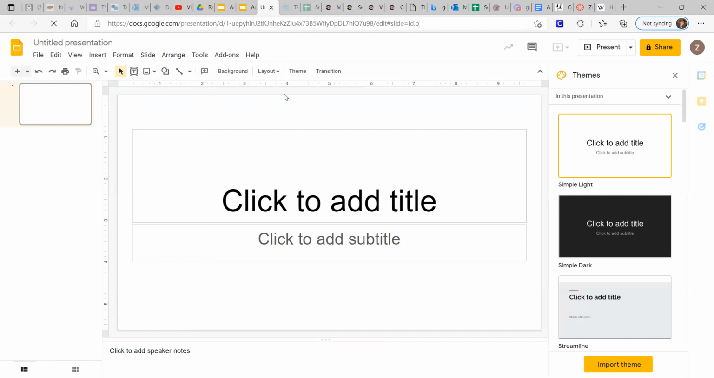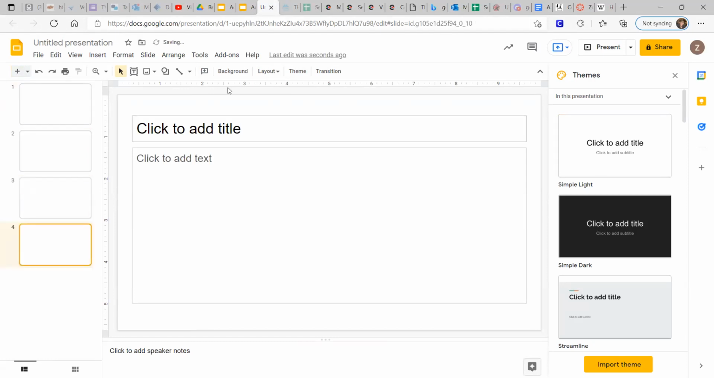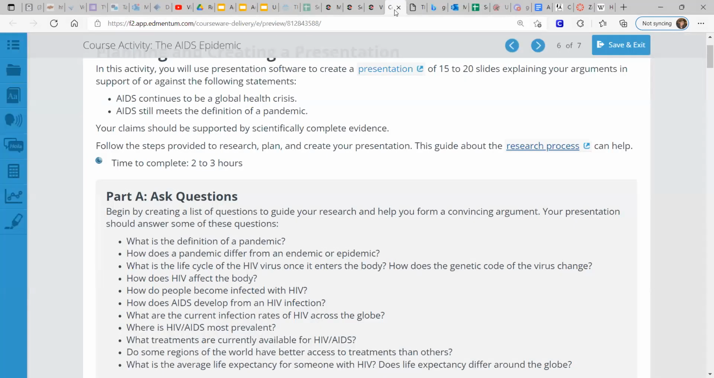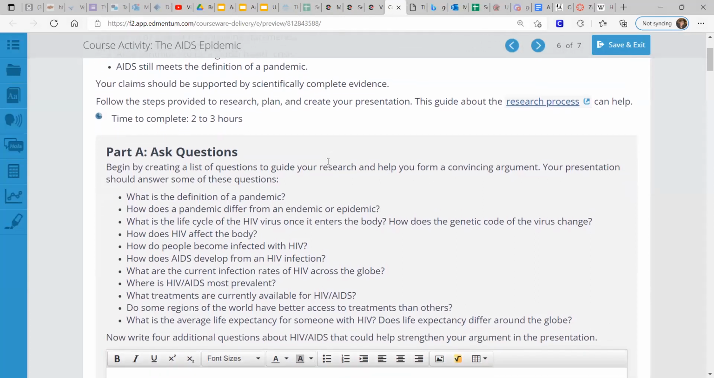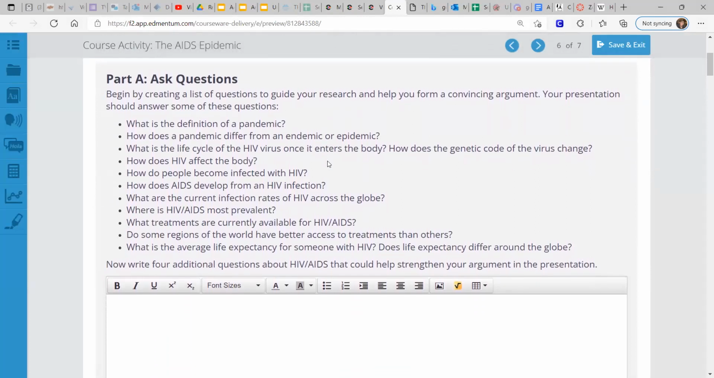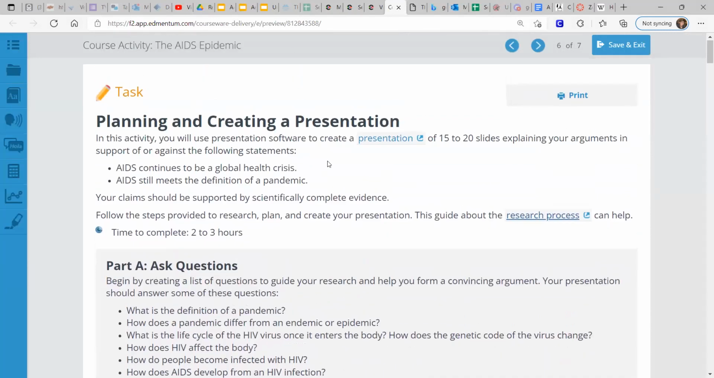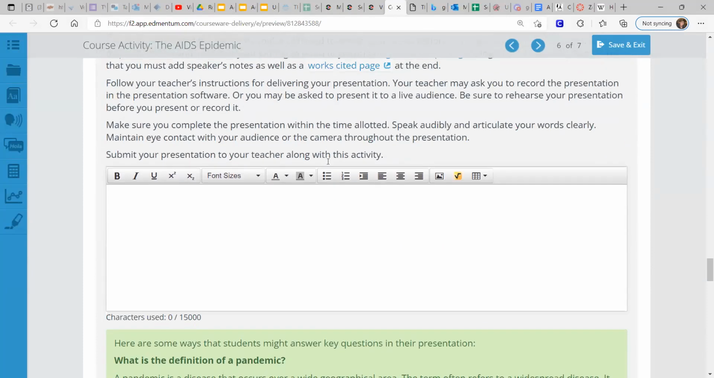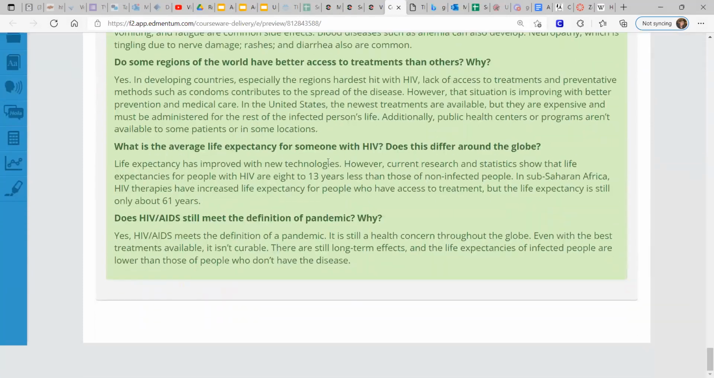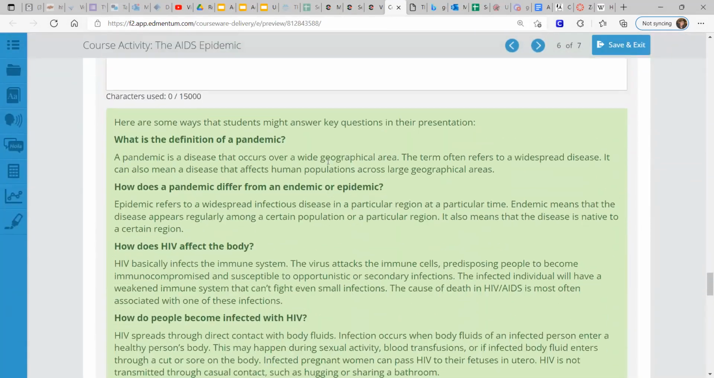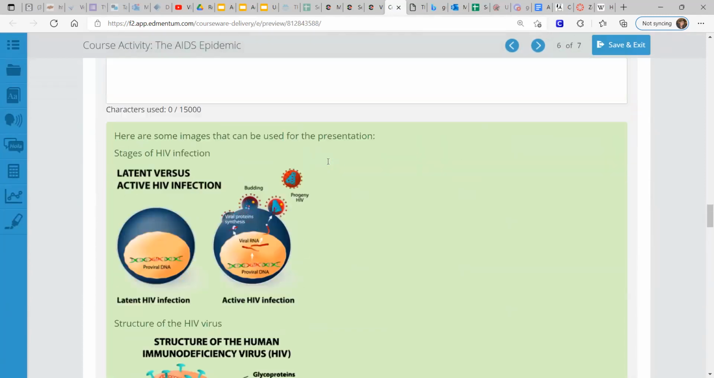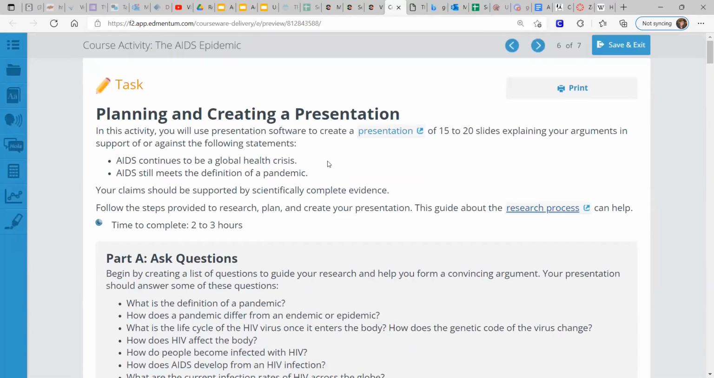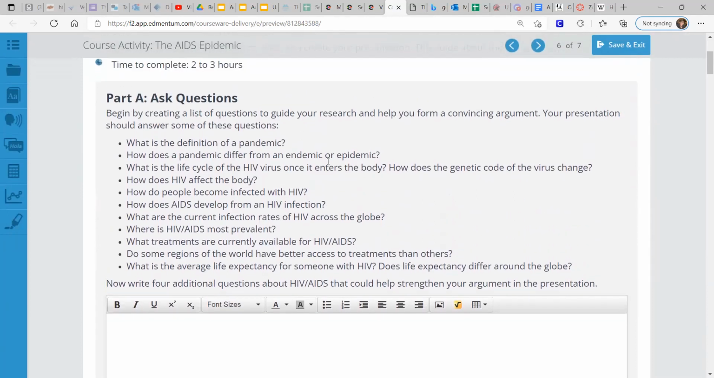And then you'll use this format, change the themes, add slides, and then fill these out in a certain order, like this is saying. And then follow part A through, I forgot which the last part. Does it go up to G? No, just F. Just part F. So part A, ask these questions.